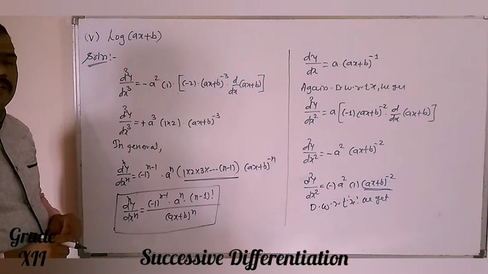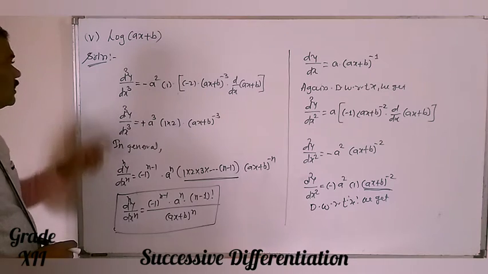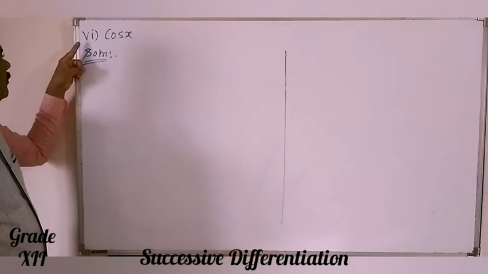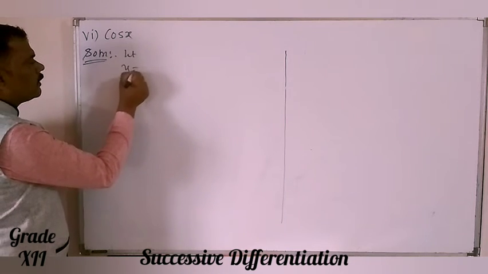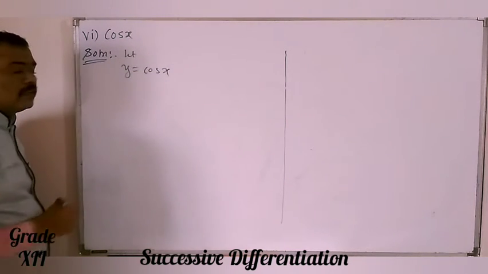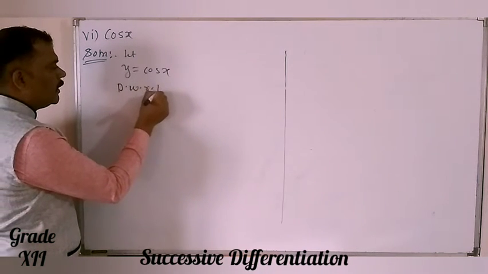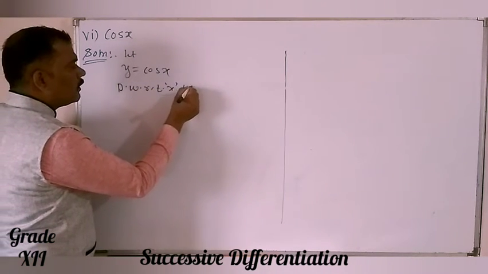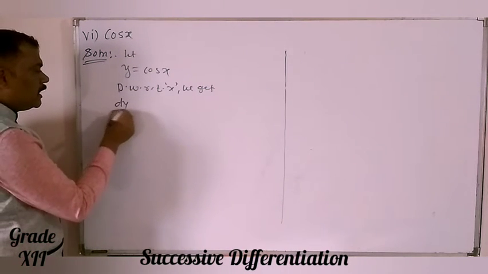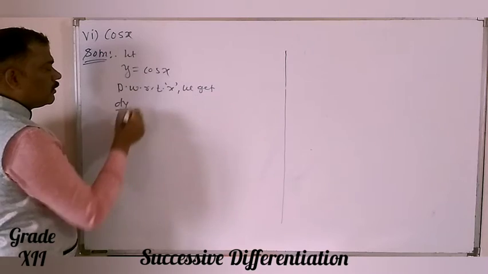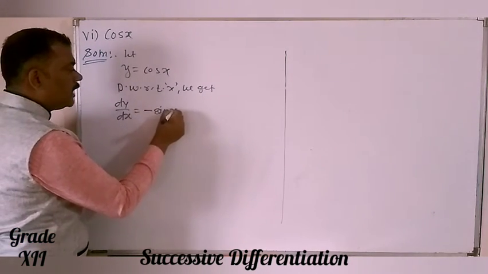After example number 5, we have to discuss example number 6. What is that example number 6? See here. Example number 6 is cos x. Let y is equal to cos x. We can differentiate with respect to x. Differentiation of y with respect to x is nothing but dy by dx. Cos x is a standard function, its derivative is nothing but minus sin x.